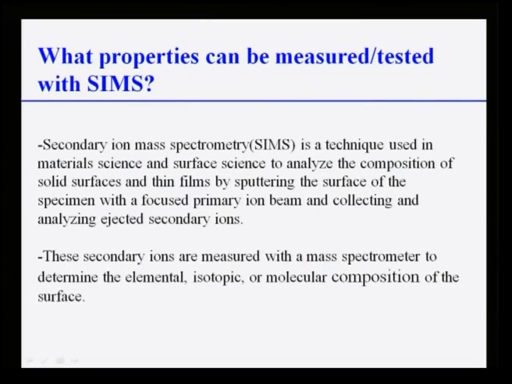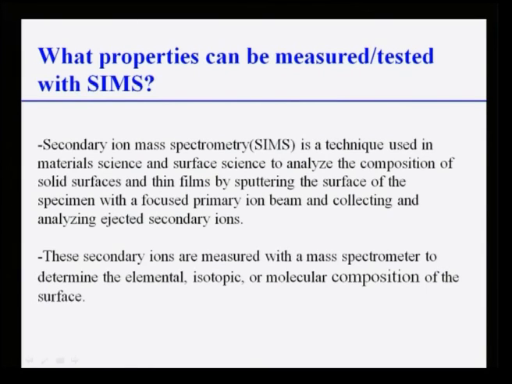Obviously, I have given a lot of examples, all sorts of examples. As you see here, one must know very clearly that very advanced measurements can be done using SIMS. This is a technique which is used extensively in material science and surface science to analyze the composition of solid surfaces and also thin films by sputtering the surface of the specimen with a focused primary ion beam and collecting and analyzing the ejected secondary ions.